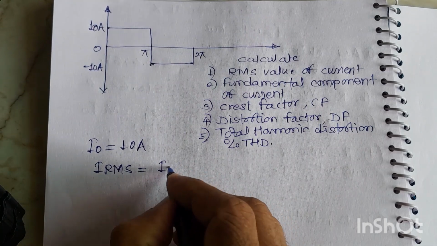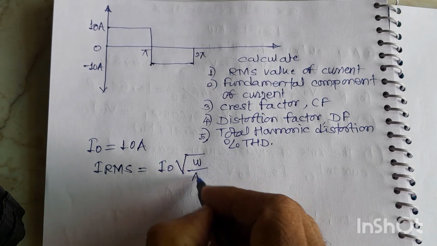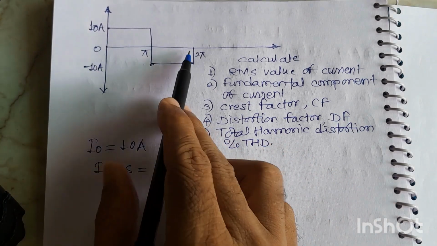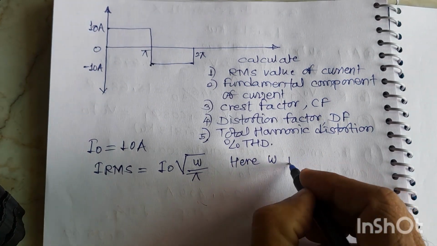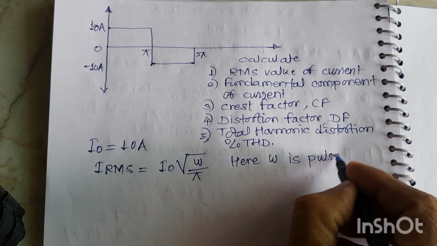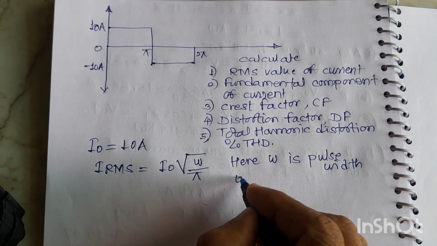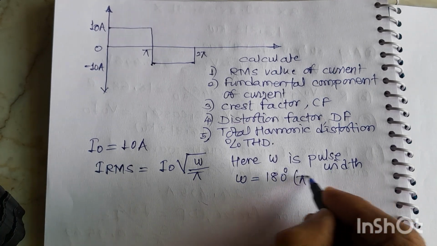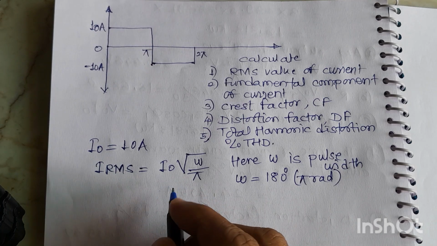IRMS is equal to I naught into square root of omega by pi. So omega is the pulse width in radian. This is the total pulse width in radian. So here omega is the pulse width, and this is in radian. Therefore we have to substitute omega is equal to 180 degree, or pi radian. So if you substitute 180 degree here, then we'll get the values.